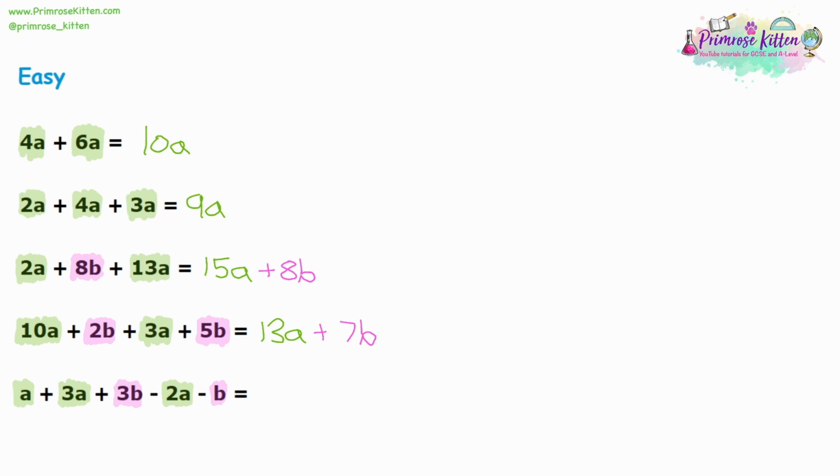So you'll notice I've highlighted the letters and numbers, but what about the add and take away symbols? Well, the add and take away symbols always belong with the term after it. The first add sign belongs with the 3a, the second add sign belongs with the 3b, the takeaway sign belongs with the 2a, and the second takeaway sign belongs with the b. So when you highlight, also include the plus and minus symbols, and include them with the term after, so you don't get confused.